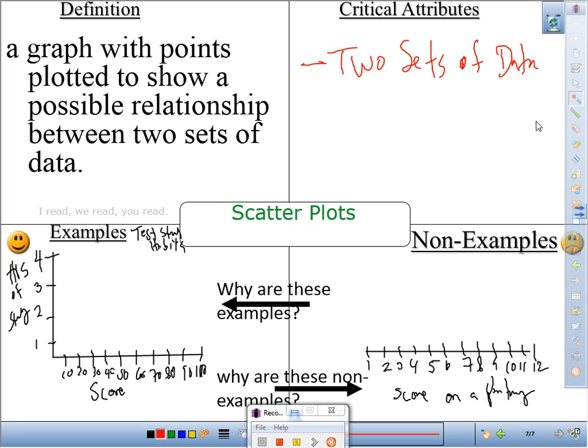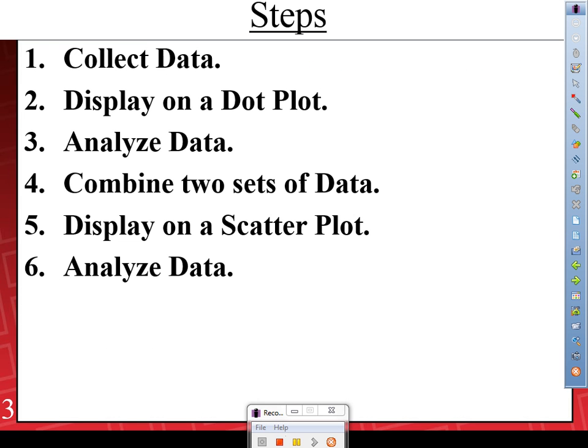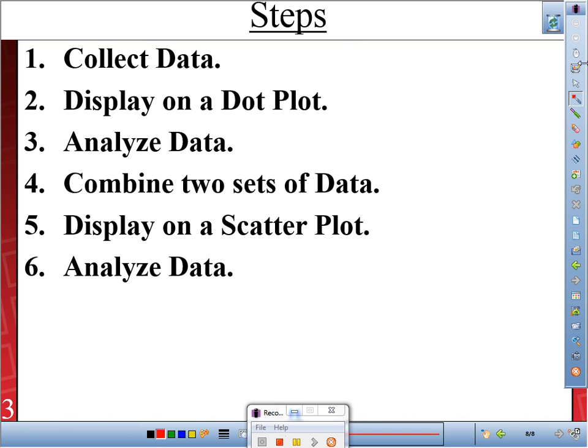As soon as you finish that table, copy these steps down, simple steps. It's only 6 steps. It says, step 1, collect data. Step 2, display on a dot plot. Step 3, analyze data. So that's simple, right? From there, once you get some dot plots, you can actually combine them. And it says here, combine the 2 sets of data, display on a scatter plot, and analyze data again, and see if it makes sense.